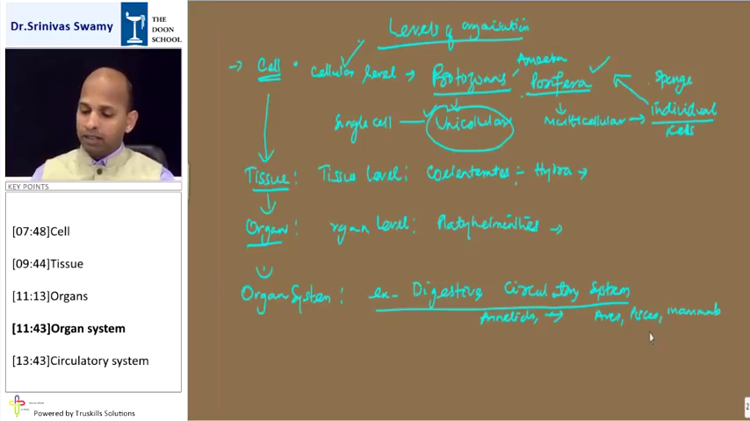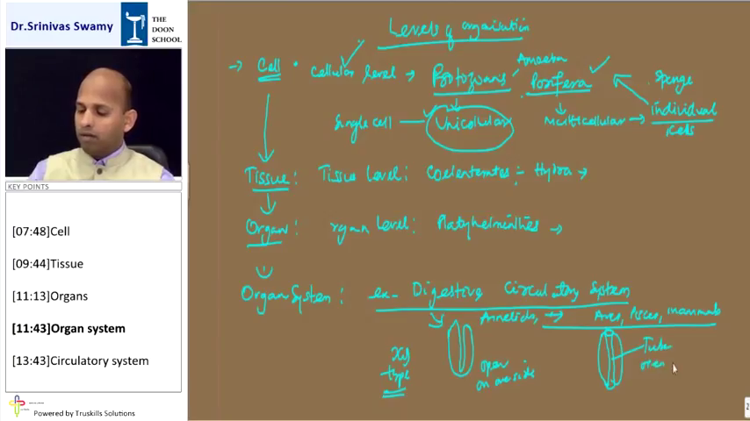For example, if it is the digestive system, in organisms like annelids and aschelminthes, what we find is that it is somewhat like a bag type. Okay, so the digestive system is open on one side, while in higher organisms it is like a tube open on both sides. So it is a complete digestive system, versus an incomplete digestive system.